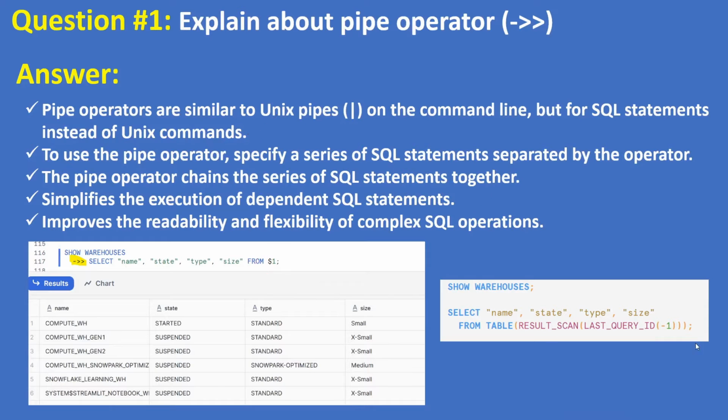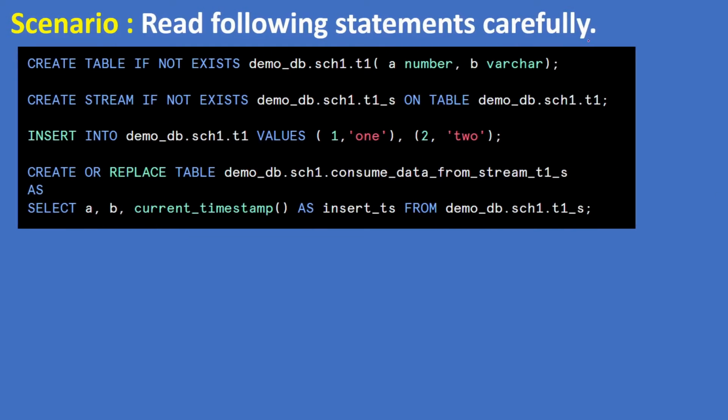Here is the scenario for our next question. Now let's look at a scenario that combines tables, streams, and data manipulation. The statements for this scenario are provided in the PPT. We first create a table T1 with 2 columns. Then we create a stream T1_S on that table.